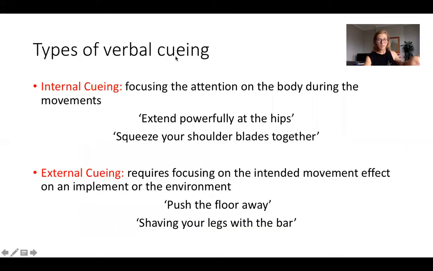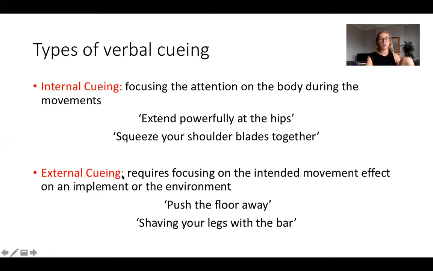So we're going to be looking at different types of verbal cues. There are two main types, internal cueing and external cueing. Internal cueing is where the focus of the attention is on the body during the movements. So it's where you're focusing on a body part. Examples of this are extend powerfully through the hips, so you're getting the client to think about the hips, or squeeze your shoulder blades together. So you're trying to get the client to think about the individual body part.